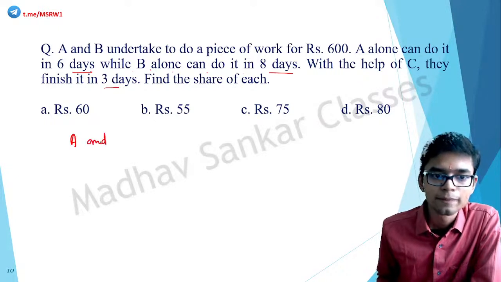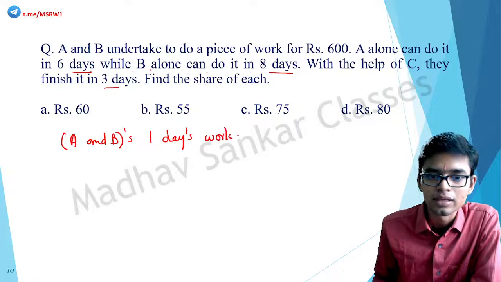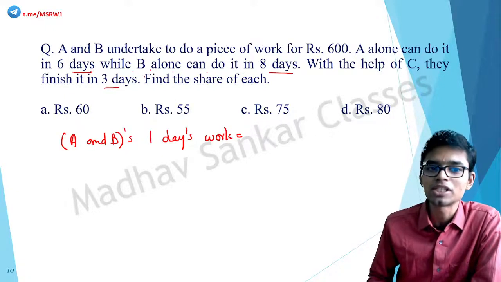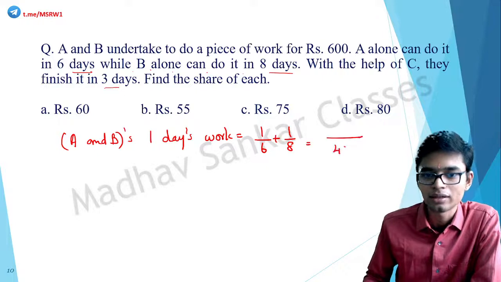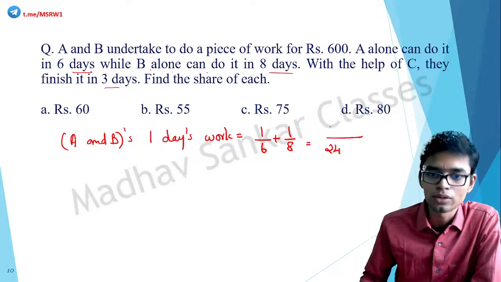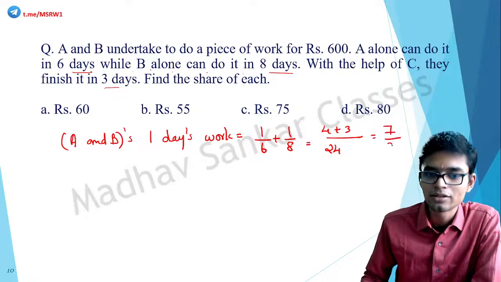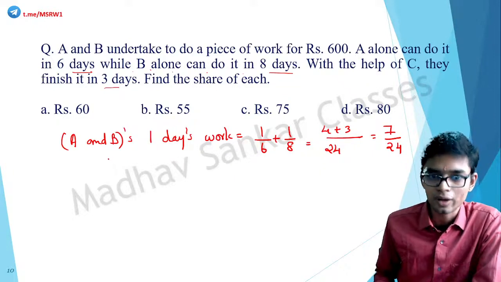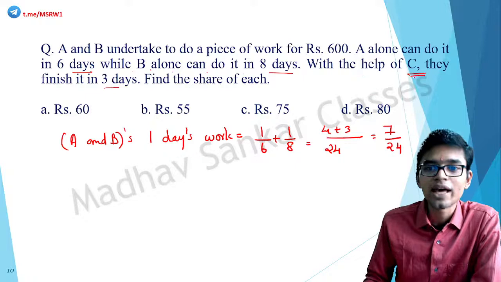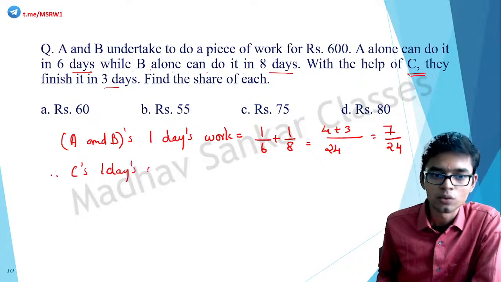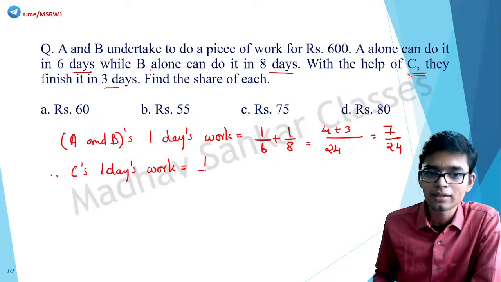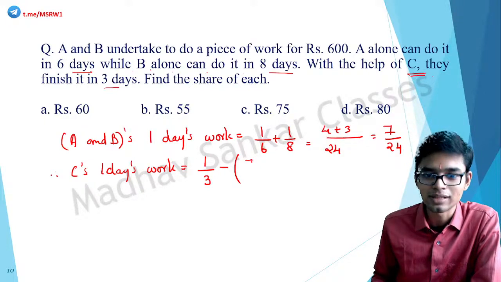A and B's 1 day's work is equal to how much? A can finish it in 6 days, B can finish it in 8 days. Therefore, 1 by 6 plus 1 by 8 is equal to, what is the LCM? 48, I think, no, 24. So 4 plus 3 is equal to 7 by 24. Correct? Now, C is also coming in. With the help of C, they finished the work in 3 days. Therefore, C's 1 day's work is equal to how much? Together, they finished this in 3 days. So 1 by 3 minus A's and B's 1 day's work, that is 7 by 24.